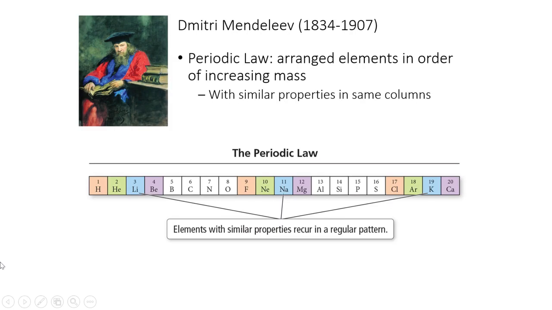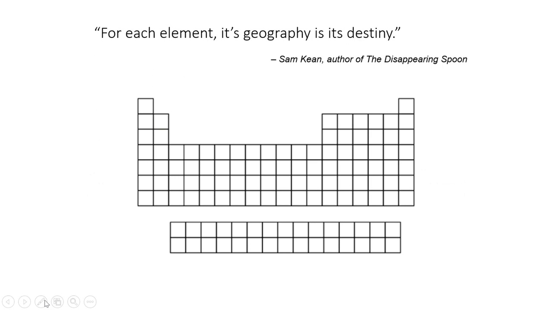But his comment was, for each element, its geography is its destiny. So what he was saying here is that where an element is located in the periodic table kind of defines what the element is. And we'll see why that is in a minute.